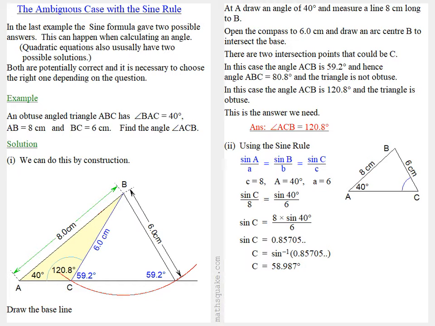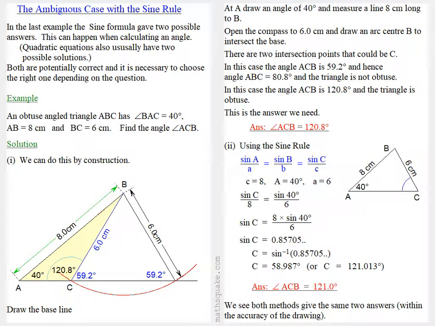58.986 degrees. But C could also be equal to 180 minus that. In other words, C is equal to 121.013 degrees. Now we want a triangle with an obtuse angle, so that means we must choose the angle ACB is equal to 121.0 degrees rounded off to one decimal place. So we see both methods give the same two answers within the accuracy of our drawing, and we have to choose which is the correct answer.